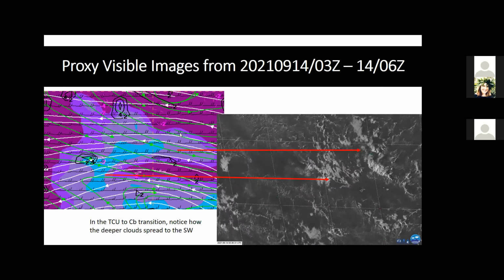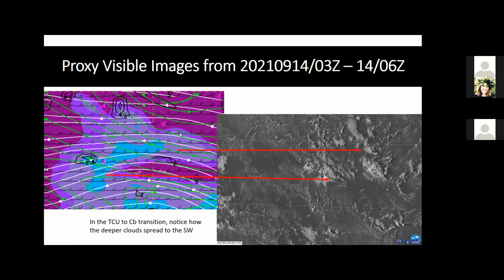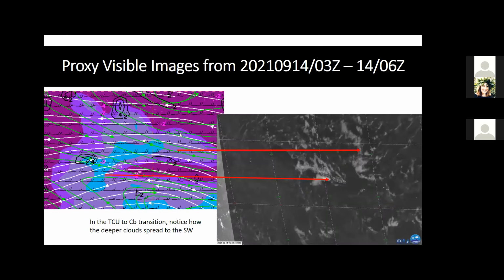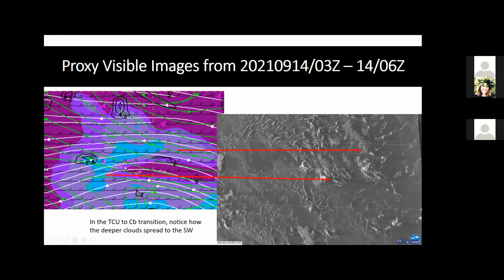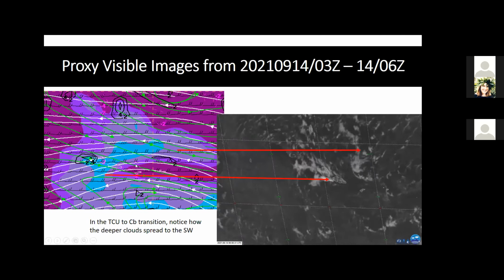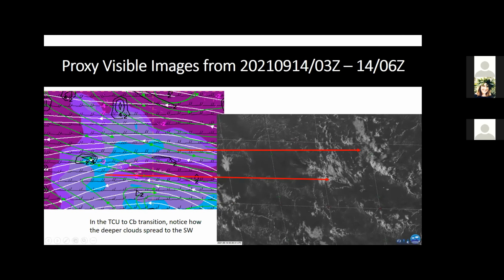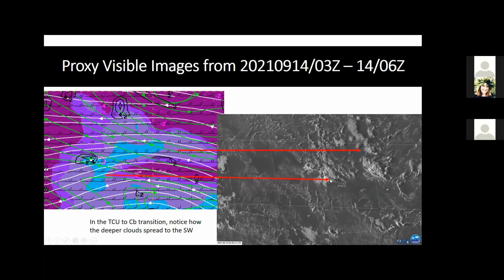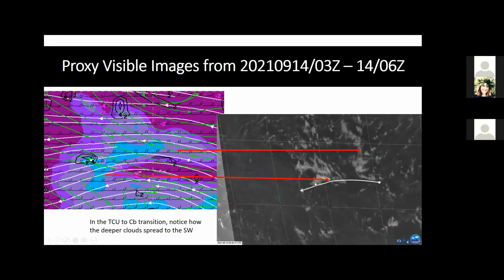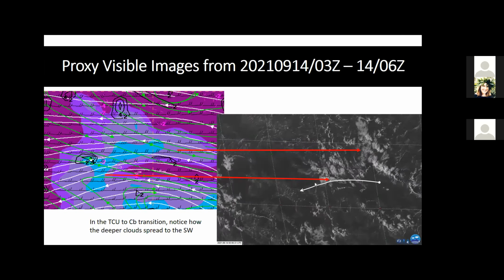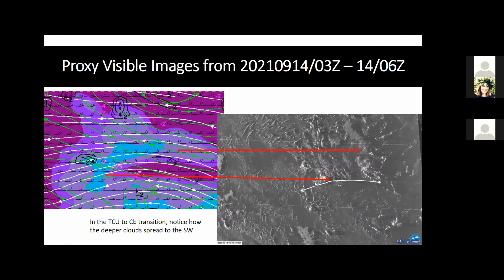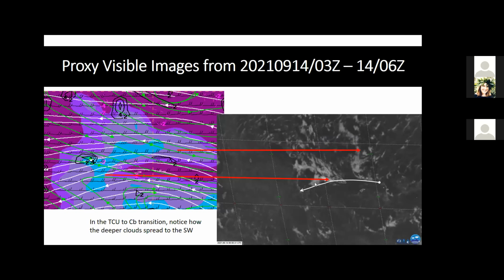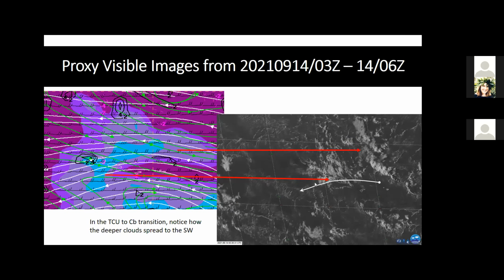Now, as we go from towering cumulus to cumulonimbus, we started to see some of the clouds spreading towards the southwest. So the 850s are from east to west, but the 700 winds have a little bit of an east-northeasterly component, and you can see the clouds propagating in that direction. You can see the turn right there. So the deeper convection is being forced to turn to the left of the 850 flow.